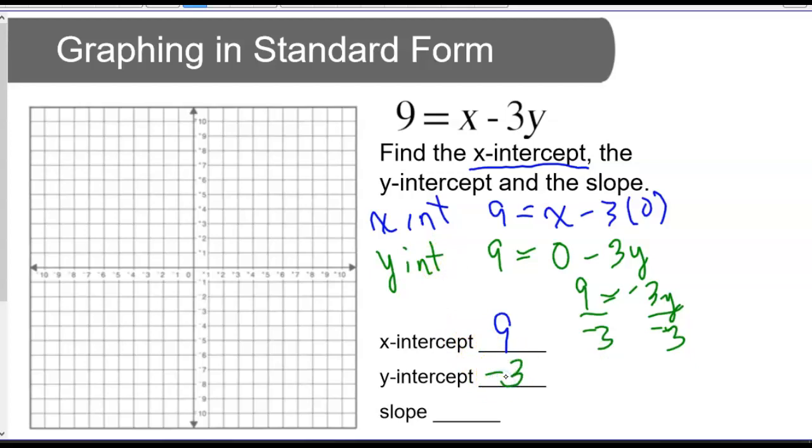So what can I do with this information? I can plot my x-intercept here at (9, 0), my y-intercept here at (0, -3), pardon me. And now I can graph my line. So my line's going to look something like this.